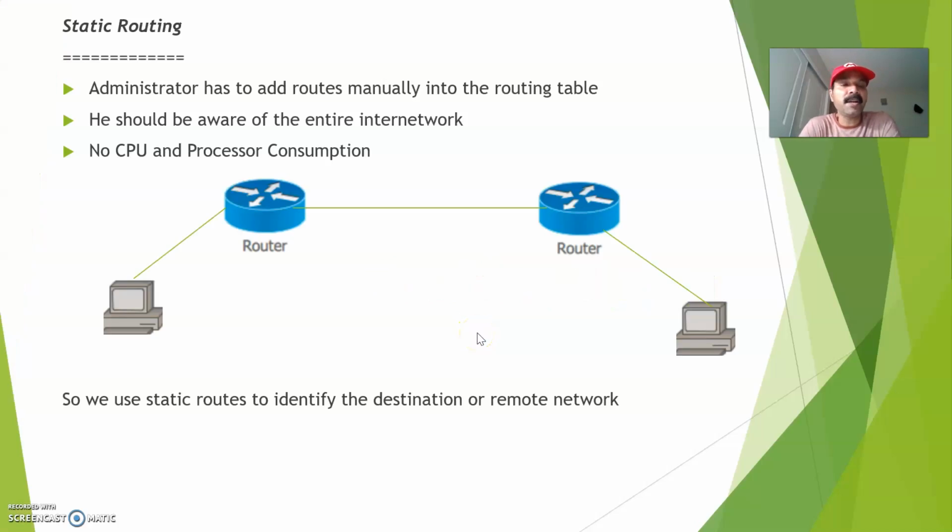And the first type is static routing, where the administrator has to manually add the routes into the routing table. So for that, he should be aware of the entire internetwork, right? Each and every time a network is added or removed, we have to manually add those routes into the routing table. So the benefit is there is no CPU and processor consumption. In static routing, we are manually using a static route to identify the destination or the remote network. So that is the advantage of static routing.